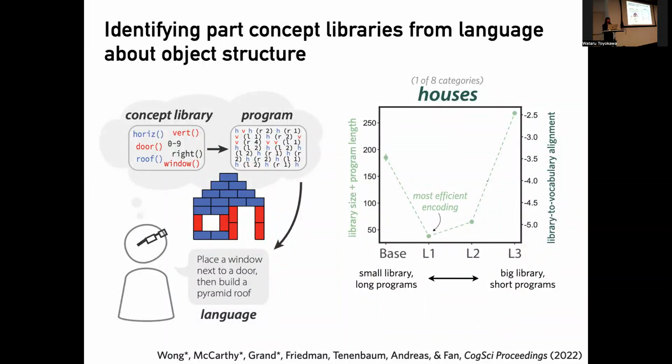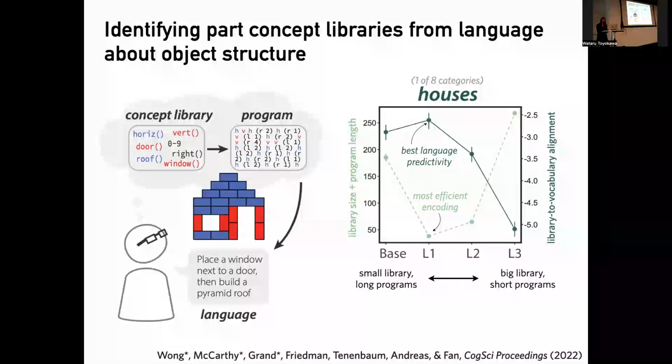And what I'm showing on the right is first the representational efficiency of different concept libraries, from the most compact to the most comprehensive. What we generally find is that libraries of intermediate complexity encoded objects most efficiently by balancing library size and program length together. Okay, so you have this U shape for representational efficiency.